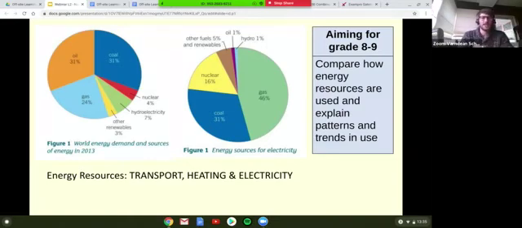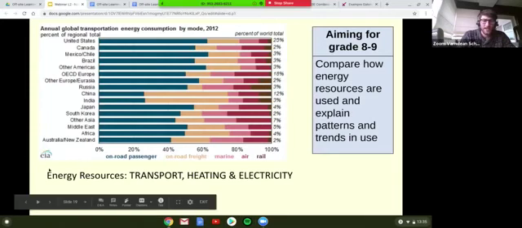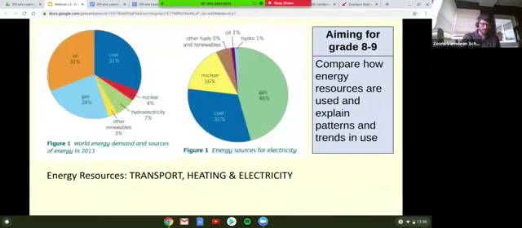And as you can see, it's fairly neat, and it's not overloading you with information. The second graph is not one that you would likely get in an exam at all. As you can see, I've taken this from a website online. Even though it's fairly heavy with information, I think it's still really important for us to be able to look at something like this, make our own judgments and assess what information is being given to us there. So for the first one again, we're going to be comparing how energy resources are used and explaining any patterns and trends in their use.